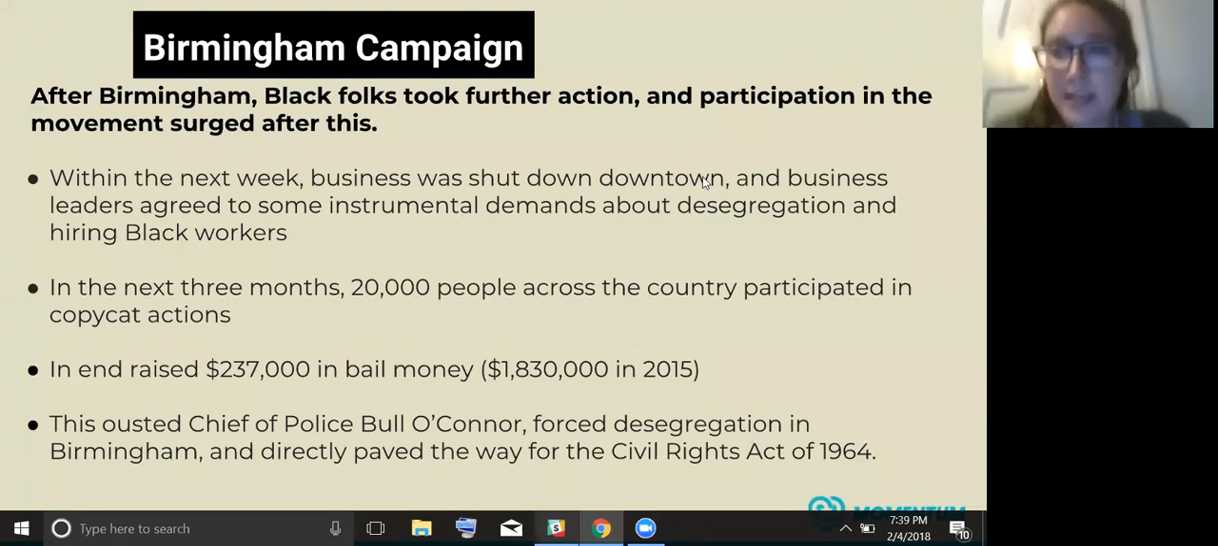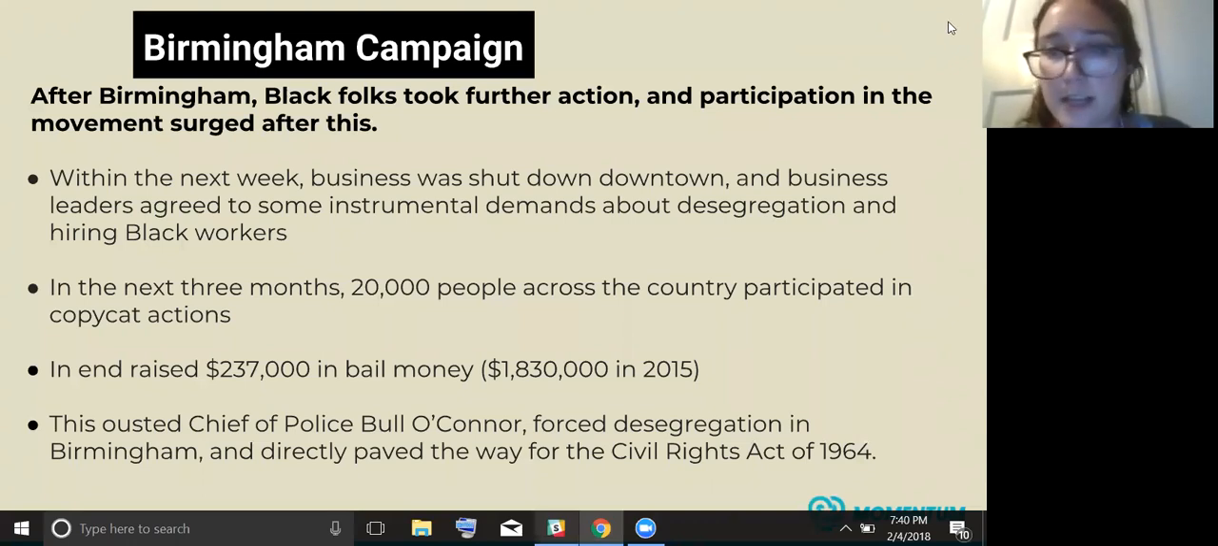Something important to understand about the Birmingham campaign is that when they did it, they were asking business leaders in the city for some specific things, basically to desegregate the city. Those demands were met, but a lot of people at the time complained that the clergy who came together to negotiate agreed to take less than what they should have. They were asking for more than they ended up getting, and a lot of people were saying, you guys are betraying the movement for not trying to get more.